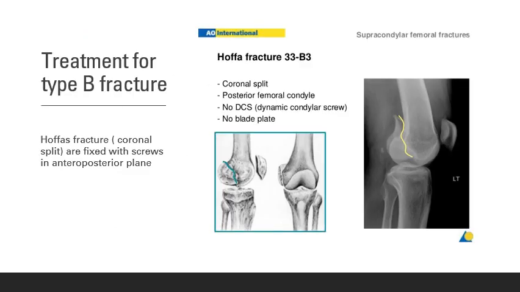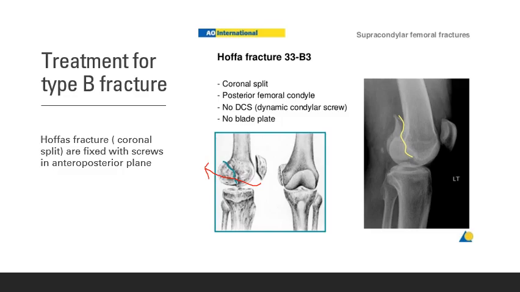Treatment for type B fractures, Hoffa's fracture, are fixed with the screw in the anterior posterior plane. Hoffa's fractures are a coronal split in a posterior femoral condyle. So, no dynamic condylar screw or a blade plate can be used among the type B fracture. Here, this is a coronal split. AP screw will run from anterior to posterior, but this dynamic condylar screw and blade plate cannot be fixed for a coronal split.